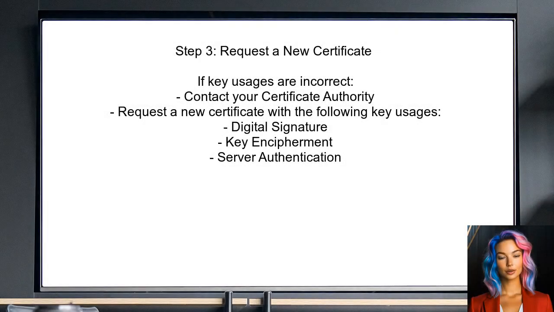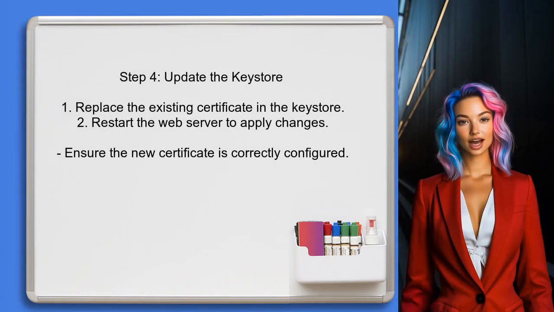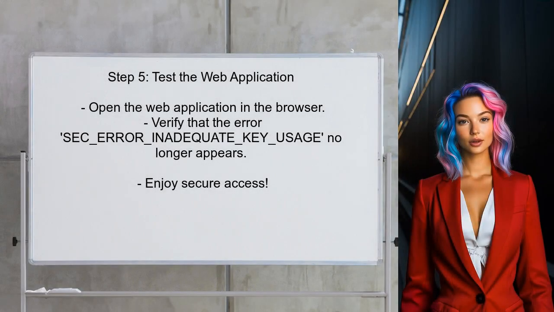If the key usage settings are not correct, the user may need to request a new certificate from the certificate authority. They should specify the required key usages when making the request. After obtaining the correct certificate, the user should replace the existing certificate in the key store and restart the web server to apply the changes. Finally, the user can test the web application again in the browser. If everything is set up correctly, the error should no longer appear.